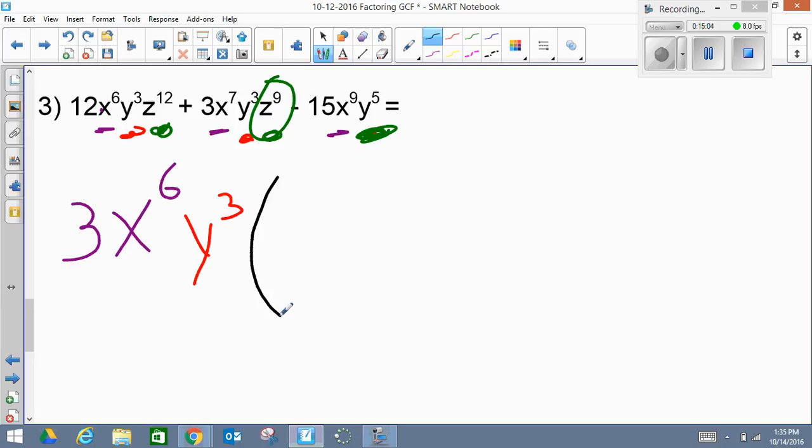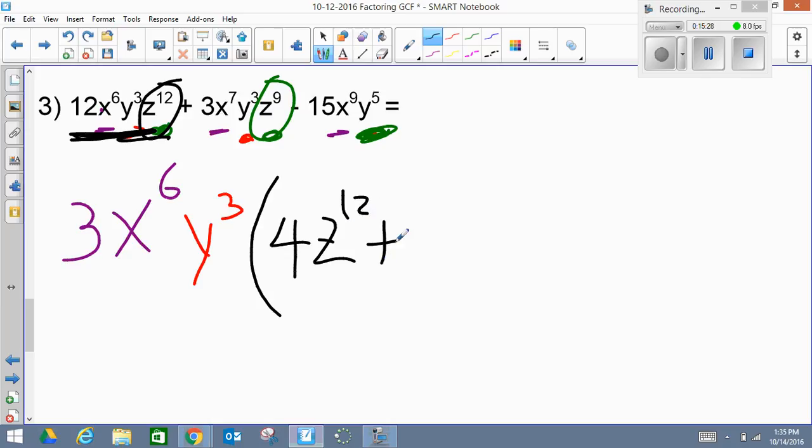Okay, now let's do this faster. Hopefully we're good by now. So 12, I'm going to take my first term divided by my common factor. So 12 divided by 3, 4. X to the 6 divided by x to the 6, cancel out. Y to the third divided by y to the third, cancel out. Because there's only the z to the 12 left, then I write z to the 12.